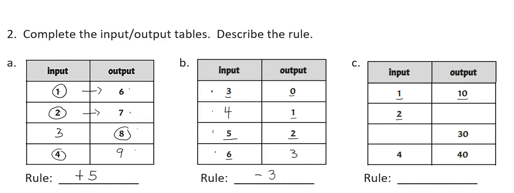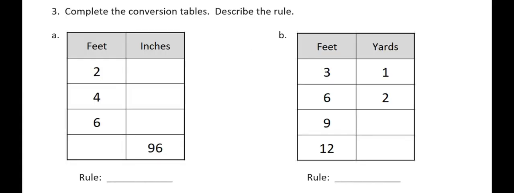Well, if I put in 1 and multiply it by 10, I would have 10 for an output. If I put in 2 and multiply it by 10, I would have 20 for an output. If I put in 3 and multiply it by 10, I would get 30 for an output. And if I put 4 in and multiply it by 10, I would get 40 for an output. So that seems to be the rule for this one, that we're going to multiply by 10. Now we can think of our conversion tables as another form of an input-output table.